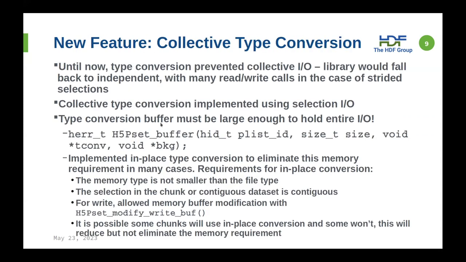In this case, for the collective type conversion, you can use the existing H5Pget_no_collective_cause, or H5Pget_actual_io_mode, to check to see if it was collective. If it's not collective, you can call H5Pget_no_collective_cause to see why there wasn't collective. There's a new possibility for the no collective cause: that you didn't use selection IO.